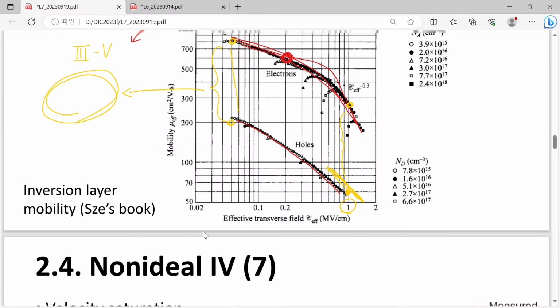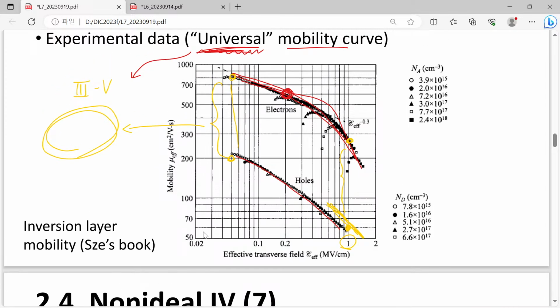Okay, so up to now, I have spent quite a long time on what will happen if we increase the gate voltage.